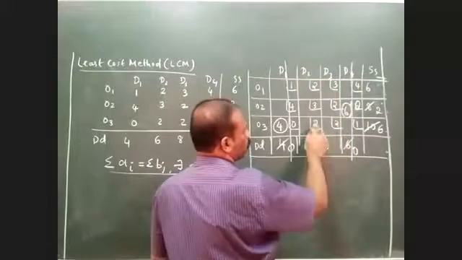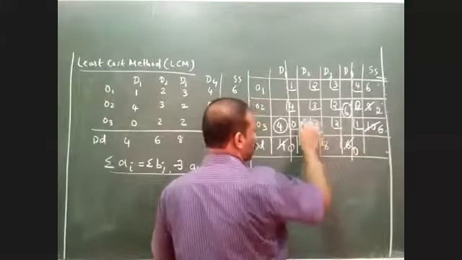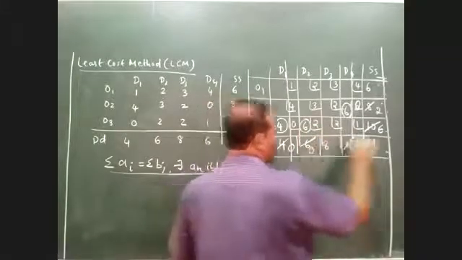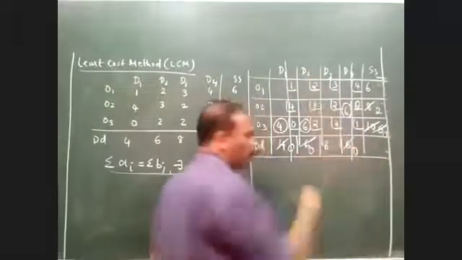Let me take this 2 here. 6 and 6 are there, so the entire 6 I can give here. I can make it 0 there. So both O3 and D2 become 0.